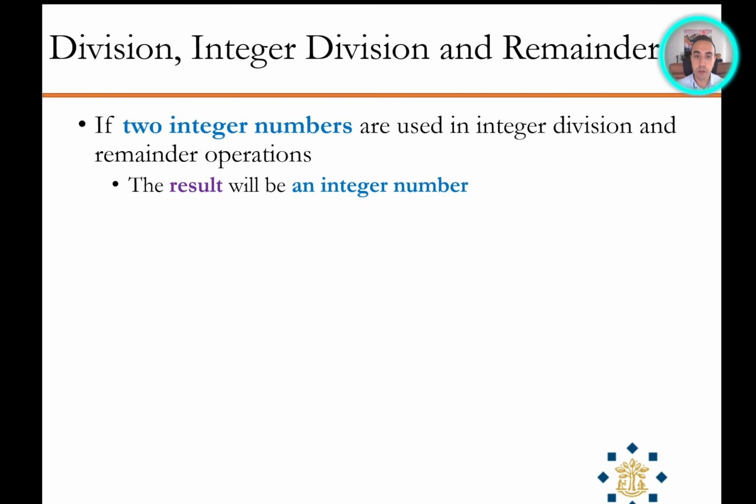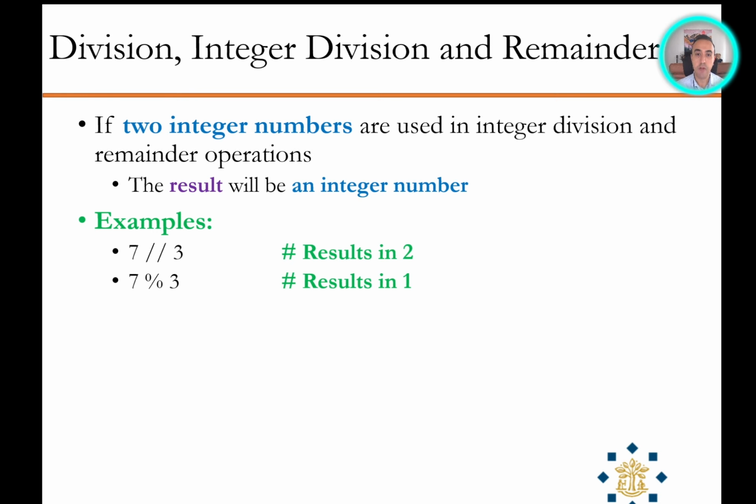But if the two numbers are both of them integers, the result now will be integers. So 7 and 3, they're both integers, the result is 2, not 2.0. Again, both integers, the result is 1, not 1.0.